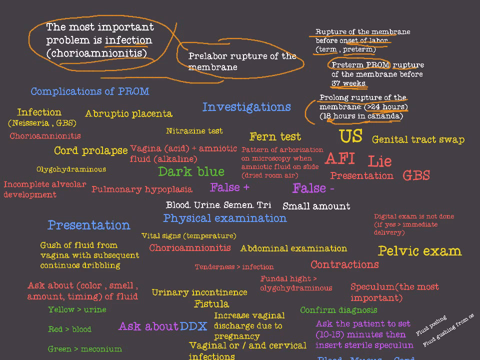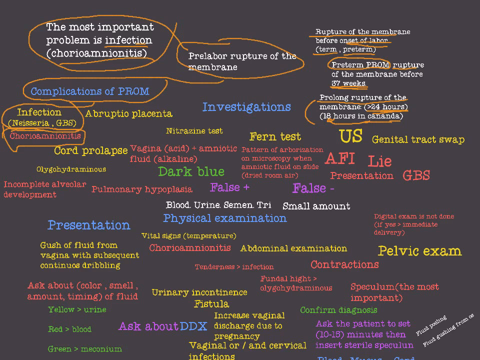What are the complications of pre-labor rupture of membrane? It could be term or preterm, as we said. The complications, let's start one by one. Infection, like Neisseria infection, group B streptococcus. The most common infection is chorioamnionitis.